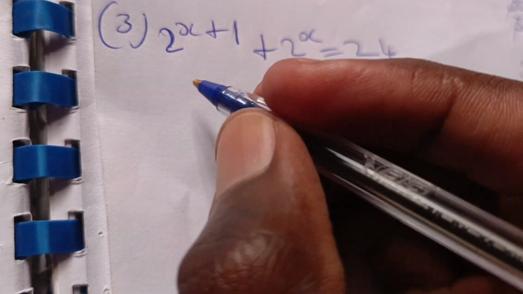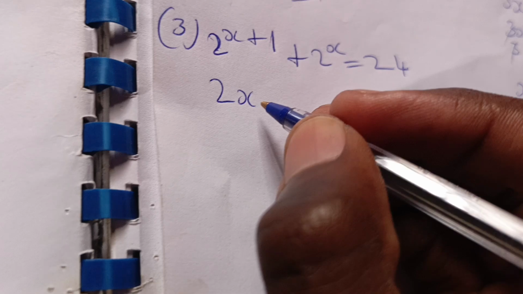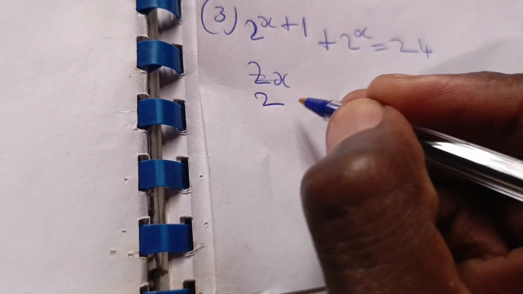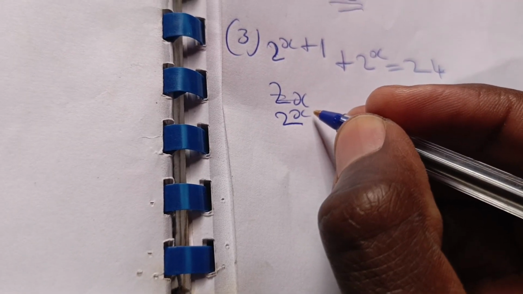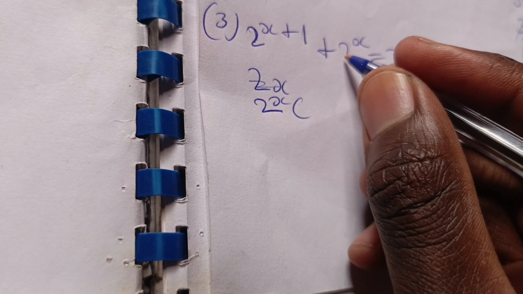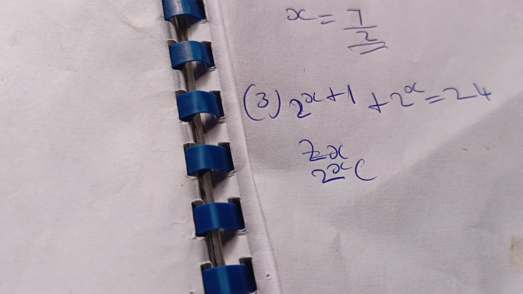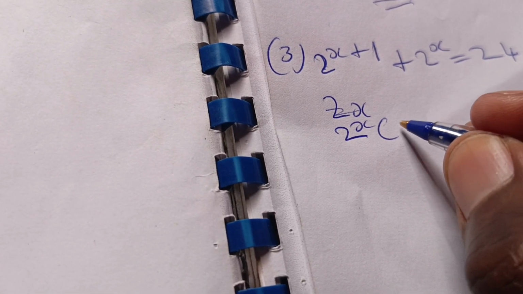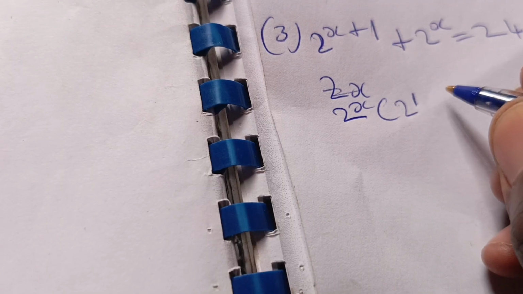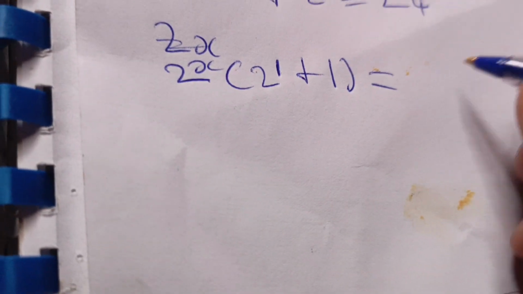It will be 2. We're going to get this one that is common. We're going to say 2 to the power x. Okay, guys. Open bracket. We're going to get this 2 again. Okay, this is our equation. We're going to say 2 to the power 1, plus 1. Close bracket, equals 24.